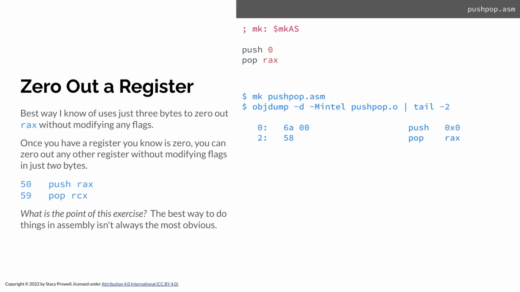This is also an indication that sometimes the best way to do things in assembly isn't necessarily the most obvious. Was it obvious that a nice fast way to zero out a register without modifying the flags is to push and then pop? That's not necessarily obvious. Maybe I have a comparison. I need to zero out a register to hold some result before I check it. I want to be sure it's zero. This is a way to do that.